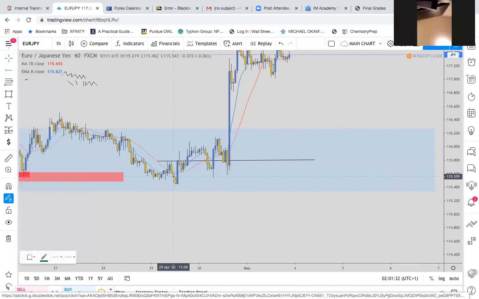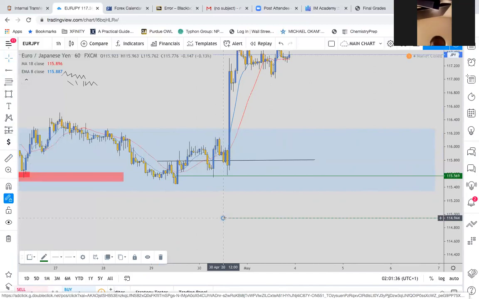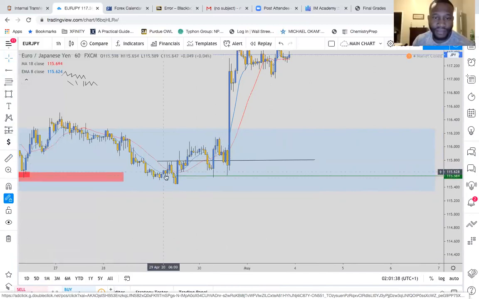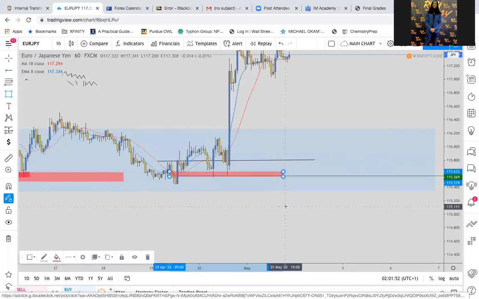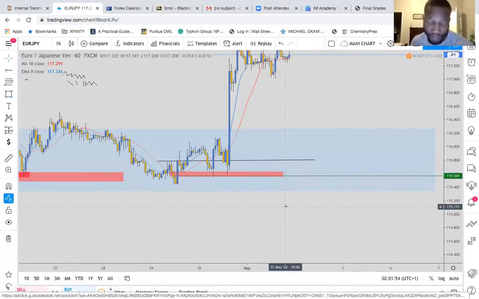We identified last what? Last bearish candle. That's one confluence, right? What's another confluence? I'm about to draw it out. What is this I'm drawing right here? Starts with an I. Imbalance. You guys know what imbalance is?